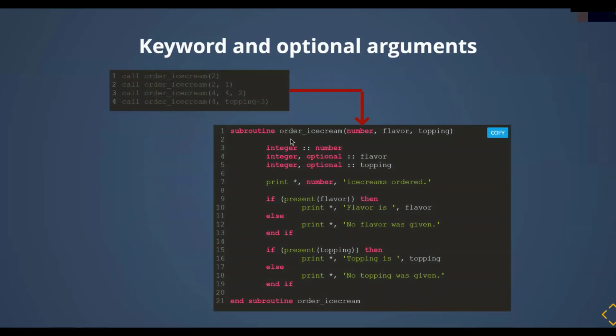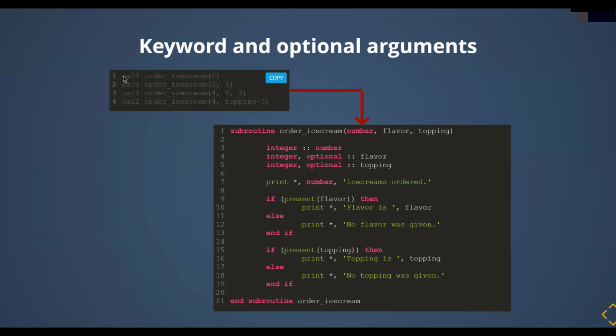So in this case, I have my very exotic subroutine called order ice cream. It has 3 parameters: number, flavor, and topping. Integer here is just a normal parameter, nothing special. If you don't give any additional attributes to an incoming argument, you need to specify this argument in the argument list. Here I have two optional arguments, flavor and topping. Before I can use an optional argument, I need to check that it is present in the call.